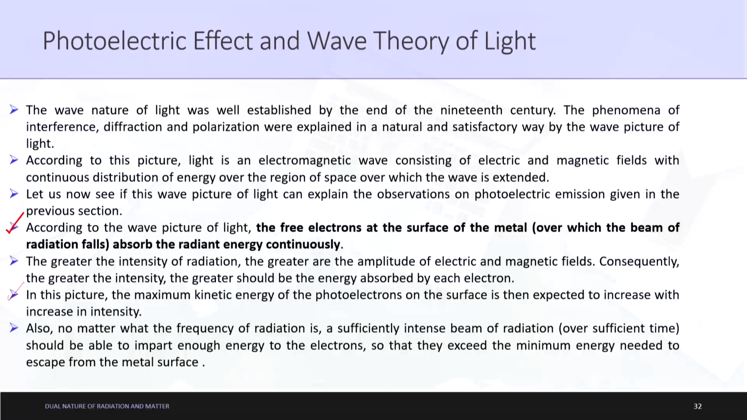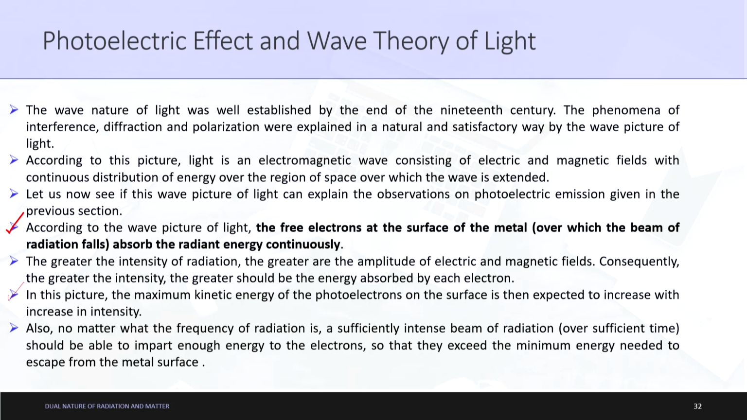So, basically the amount of energy: if the energy is more, and the threshold frequency is intact, then if the frequency is more than that, the electrons can get ejected out. Okay. So, in this picture, the maximum kinetic energy of the photoelectrons on the surface is then expected to increase with increase in intensity.